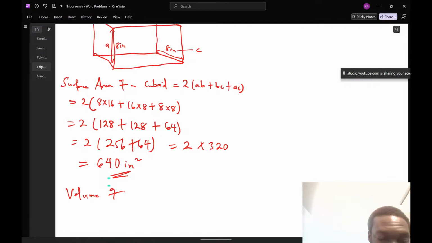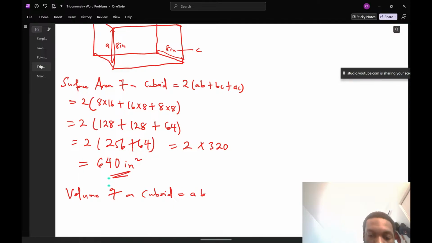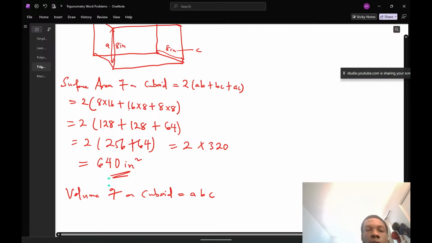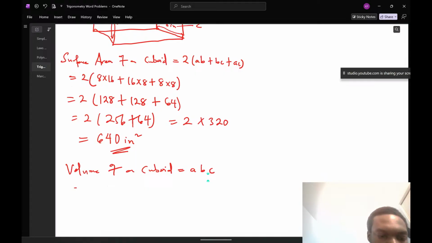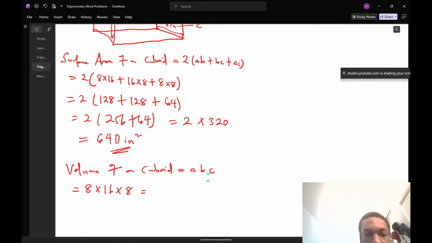Okay, so now the volume of a cuboid. The volume of a cuboid is equal to A times B times C. So A is 8. That will be 8 times 16 times 8. 8 times 16 is 128. So 128 times 8 should give us 1024 inches cubed. So that will be the volume.